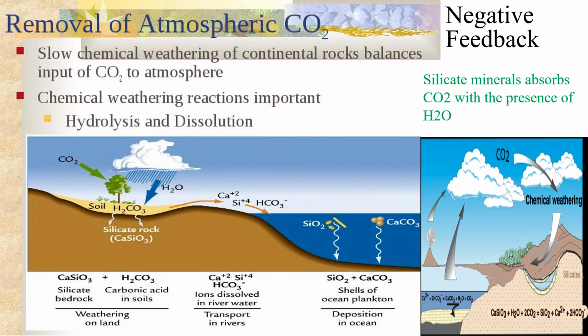One example of negative feedback is the removal of atmospheric carbon dioxide. From the atmosphere, it is deposited into the ocean water, and then the ocean water deposits it as silicate rock. This is how chemical weathering takes place to make a negative feedback. And silicate minerals absorb carbon dioxide in the presence of water. So make sure that you know that. There might be a question on that.